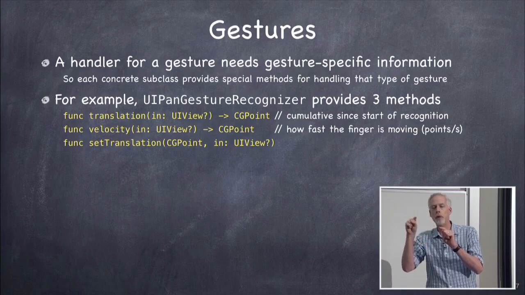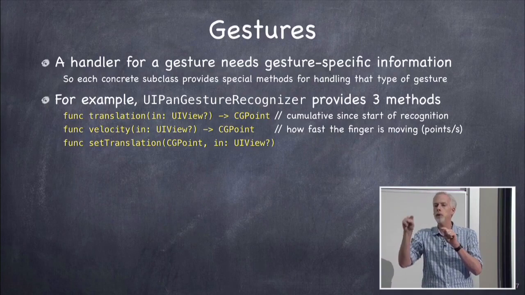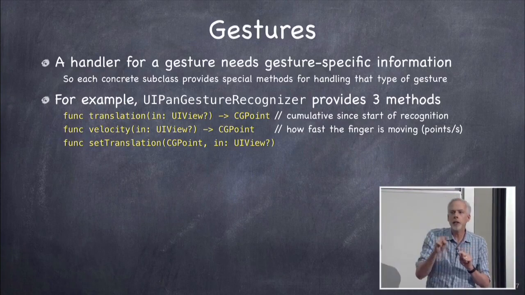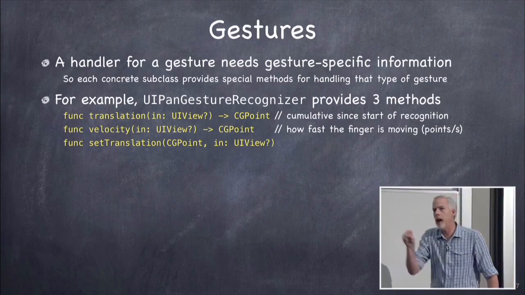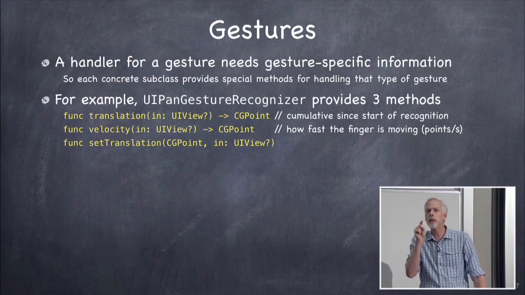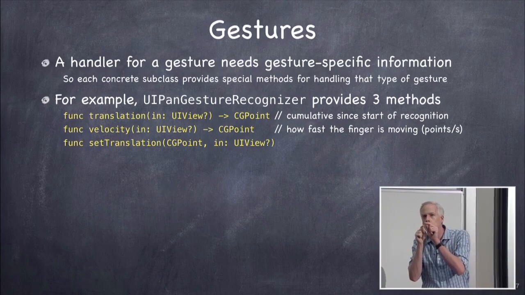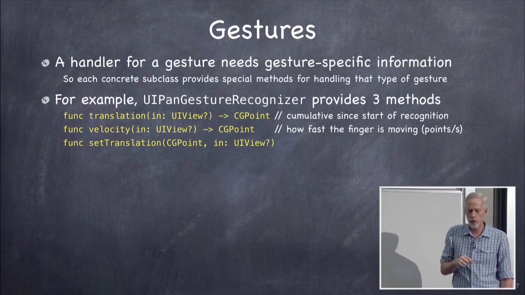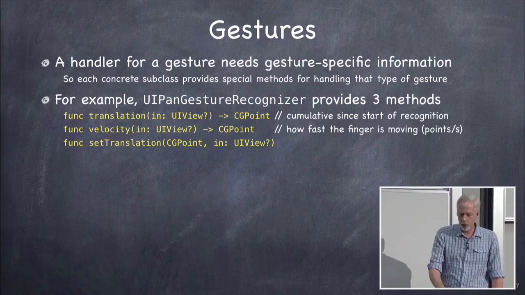Okay, how far has it moved from the start as I'm moving around? X and Y. See, it's a CGPoint, so it's giving the X and Y where it's moved to since it started. Velocity says, how fast is the finger moving? Is the guy whipping it around, or is it going really slow? Because if it's going really slow, maybe you want to do very small drawing, and if he's whipping it really fast, you just want to move something around. Who knows? And then there's setTranslation.